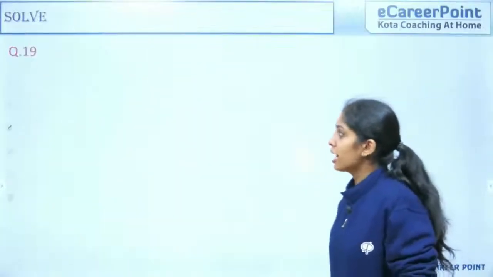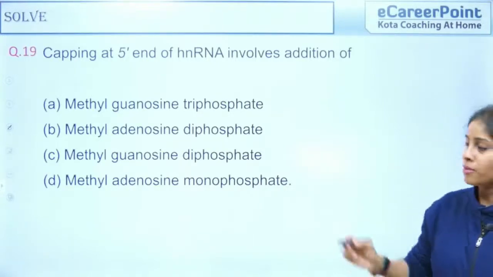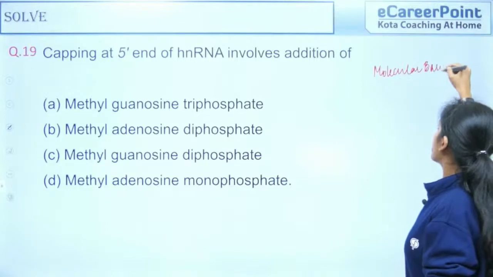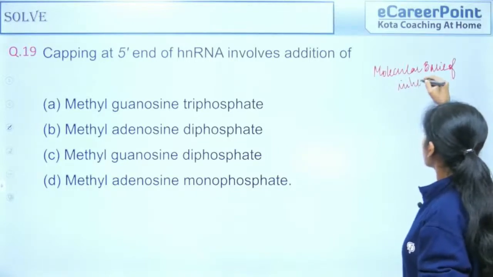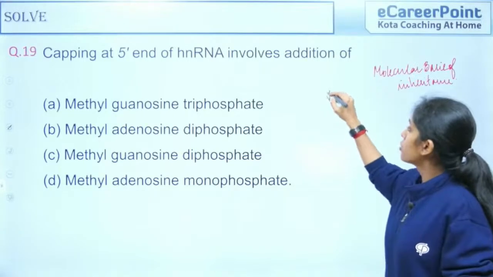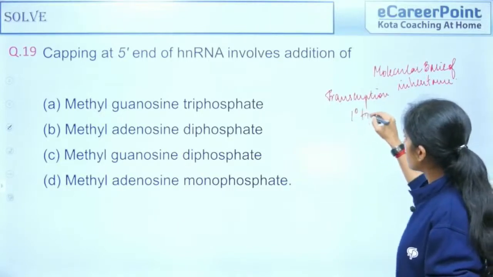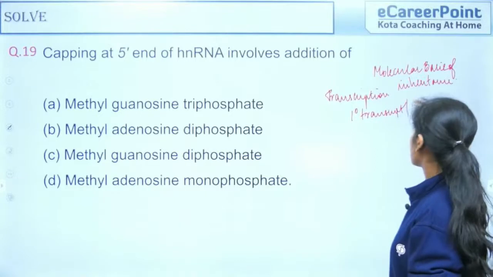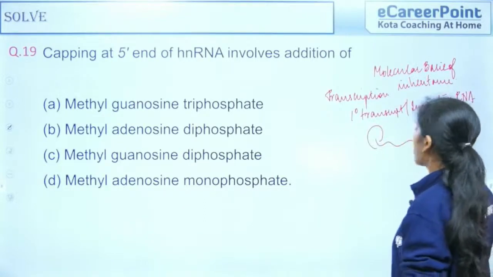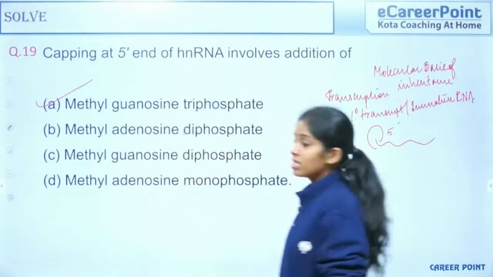Okay, so question 19: capping at the 5 prime end of hnRNA involves the addition of what? This question comes from the most important chapter, Molecular Basis of Inheritance. After the process of transcription, the RNA that you get is the primary transcript, or the immature RNA. To prevent it from any damage, it is quickly capped at the 5 prime position. The cap is made up of methyl guanosine triphosphate. So this is the cap.